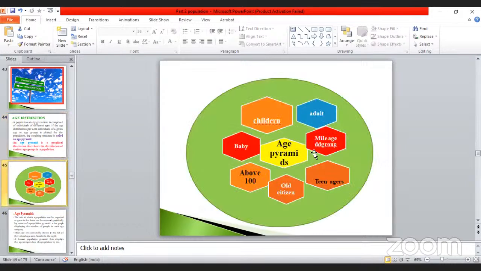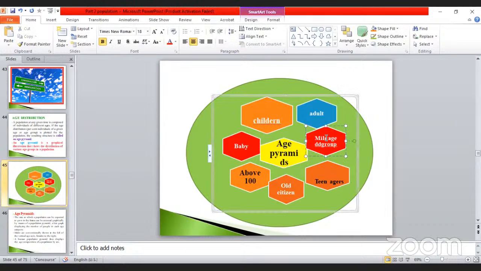Go to the next one. Here the age pyramid depends upon the baby first, then children, adult, middle age group, teenagers, old citizens, above 100. Above 100 is denoted as death. It looks like a pyramid-like structure, because babies are high and the death rate is very low.